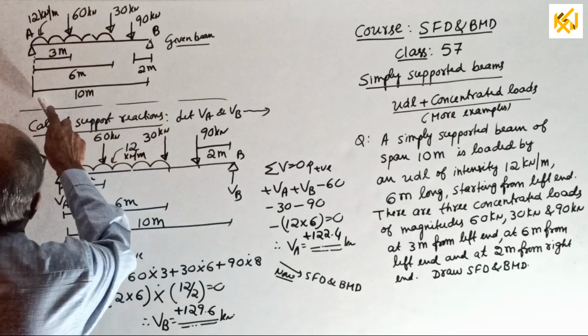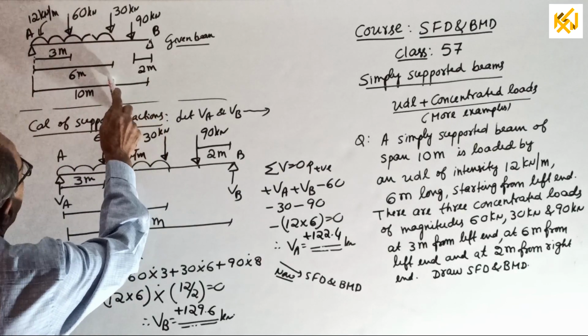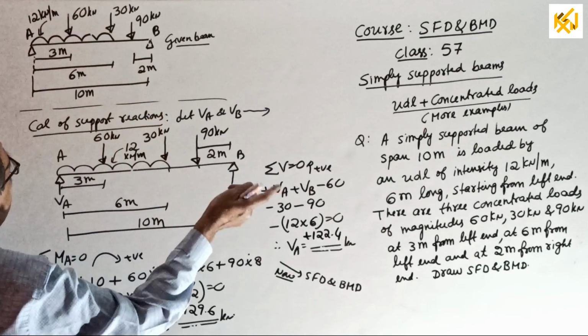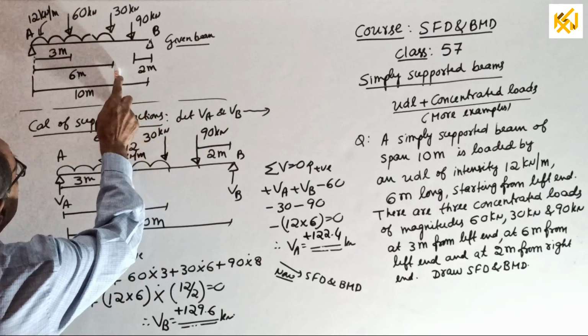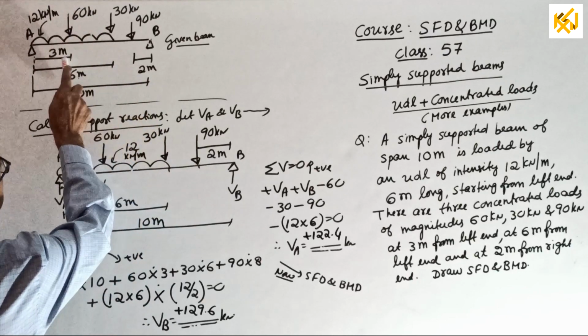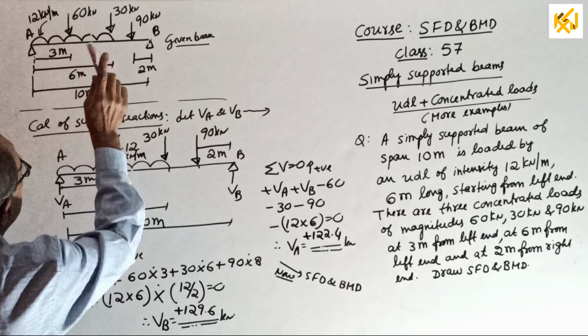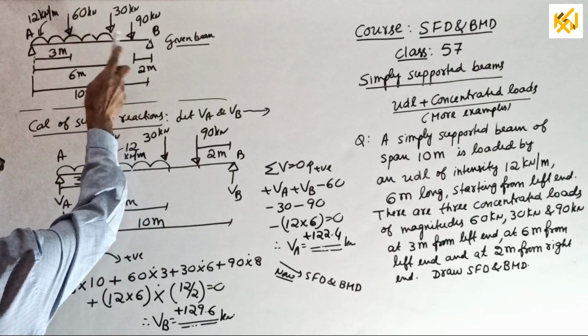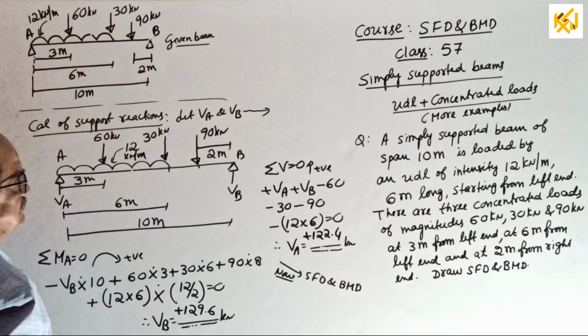So when the span is 10 meter and this is 6, this will be 4 meter, and 2 meter here. Later, remember, I will write this gap 2 meter, and this is 6 and 3. This also will be 3. I will give some names A, B, C, D, E, etc.